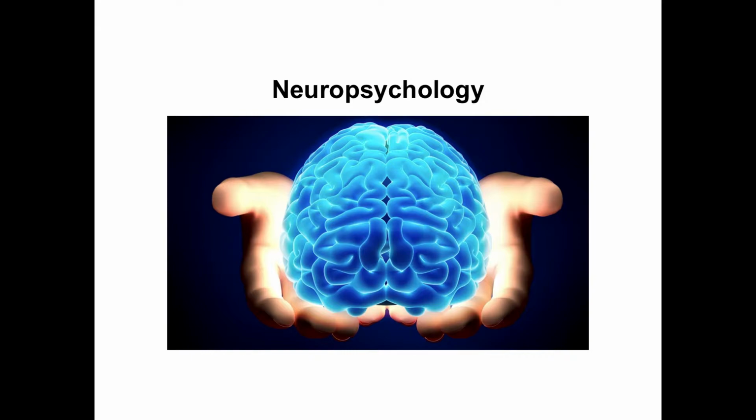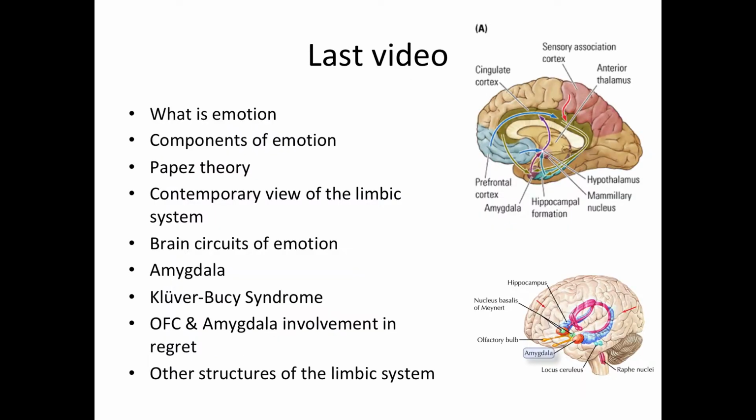So we're going to go to the second video, and in the last video we talked about what is emotion, some basic components of emotion, we talked about some theories including the Papez theory, we talked about the Klüver-Bucy syndrome, we talked about regret and some other limbic structures in the limbic system.